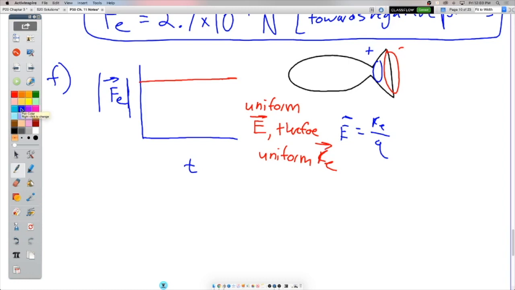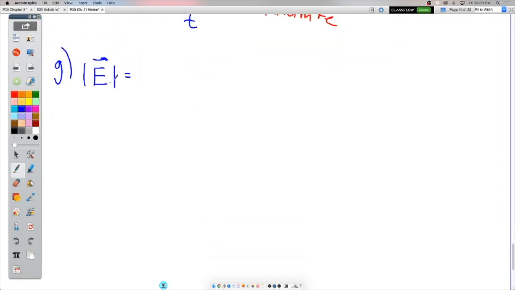Now, G asks us, derive the equation to determine the electric field between the two plates explicitly using graphical analysis. Okay, so we want to know the electric field magnitude, how can we graphically get it? Well, there are two things we might think about. What about kq over r squared? That would tell us the magnitude of the electric field. Also, the potential difference divided by the distance separating the plates would be useful here too, right?